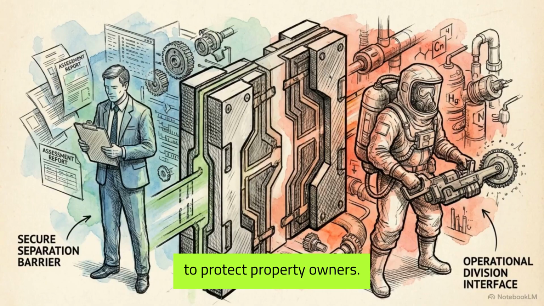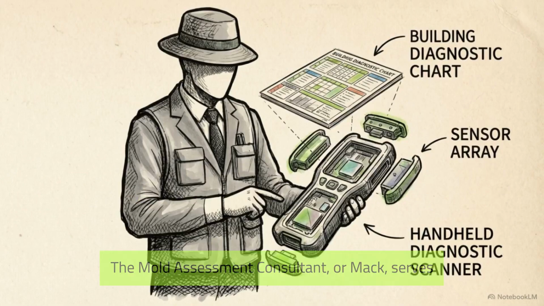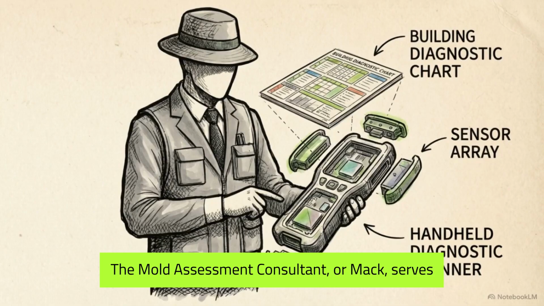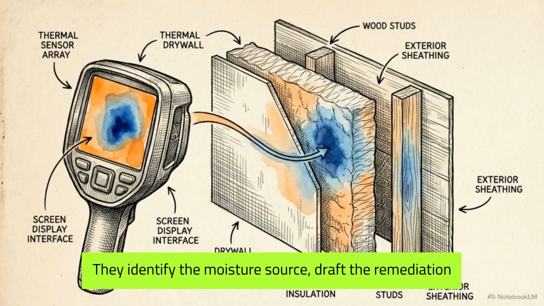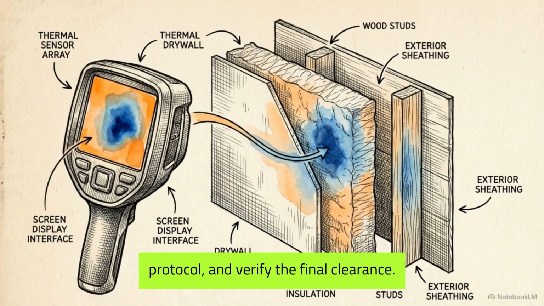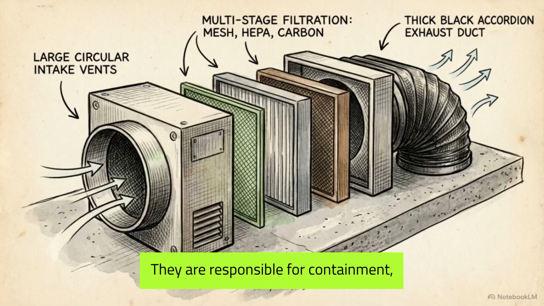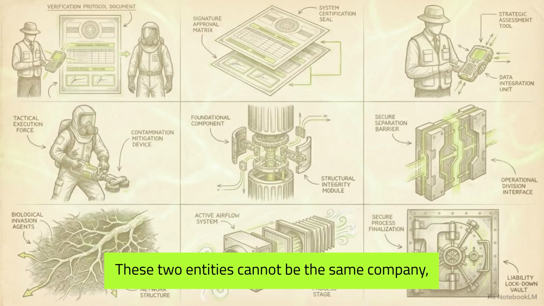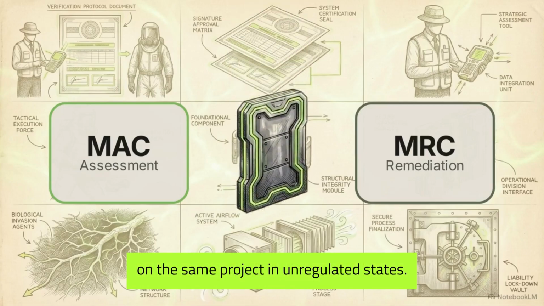To protect property owners, Texas law enforces a strict conflict of interest firewall between the assessment of a threat and its removal. The Mold Assessment Consultant, or MAC, serves as the independent strategist. They identify the moisture source, draft the remediation protocol, and verify the final clearance. The Mold Remediation Contractor, or MRC, is the tactical execution force. They are responsible for containment, physical removal, and moisture control. These two entities cannot be the same company, nor can they share any financial overlap on the same project.